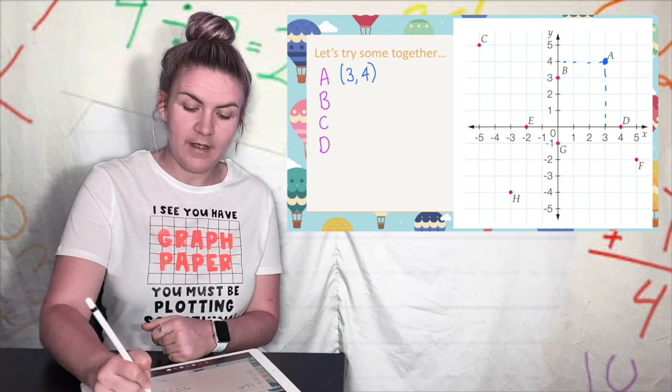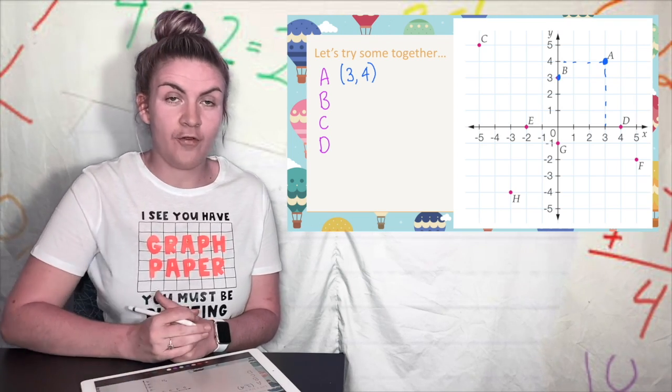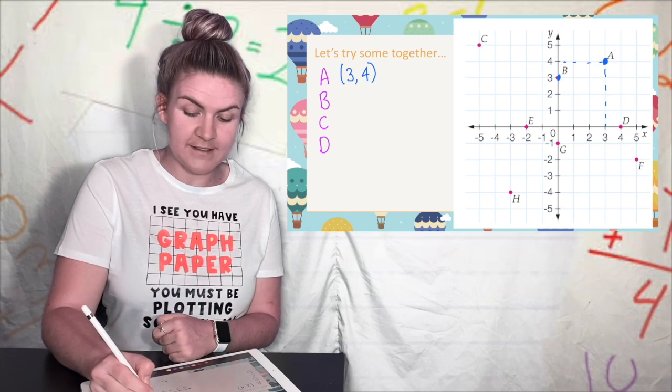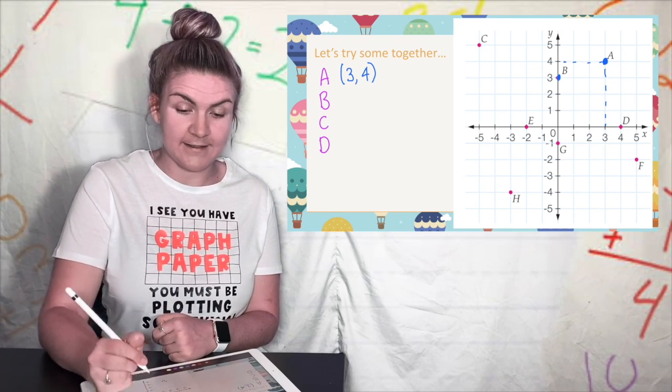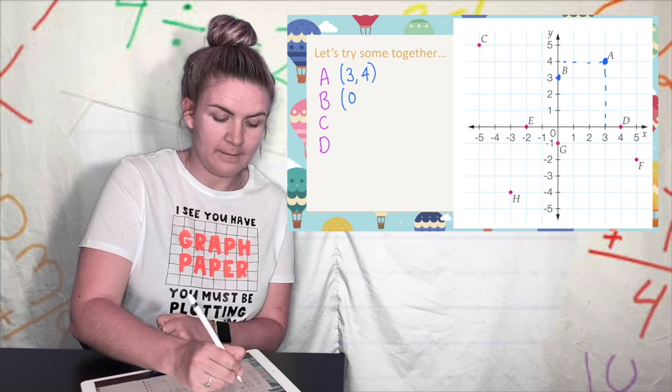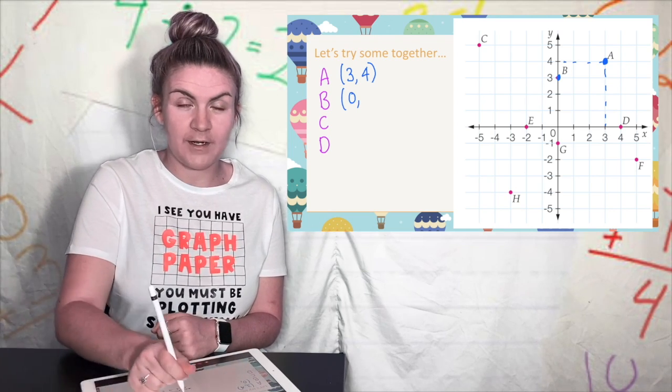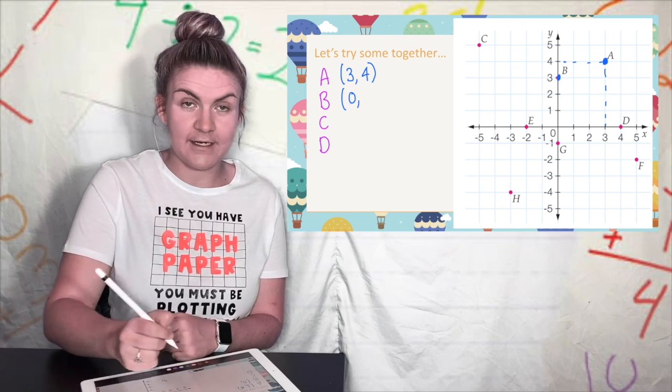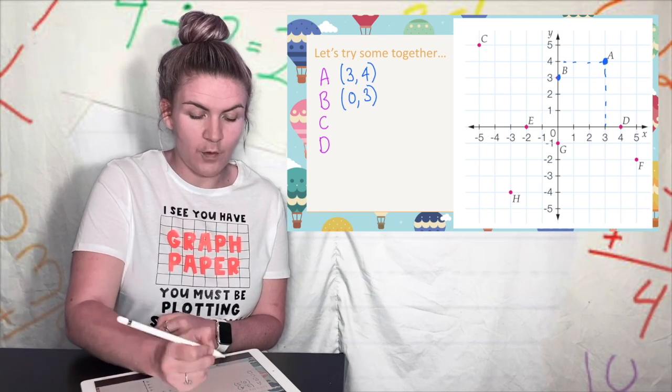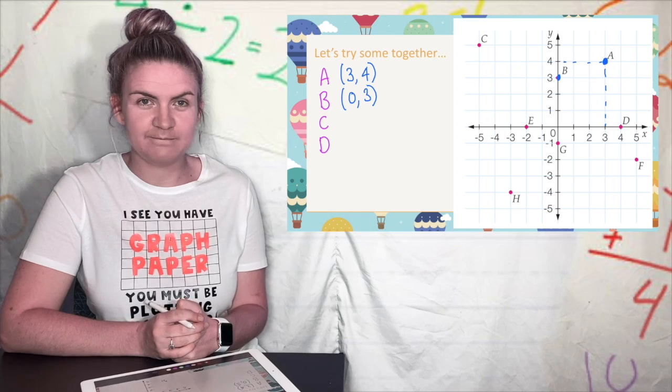B. B is here, sitting on the y-axis. So if I trace that down, I can see that in the x-axis, it's on the 0. Then on the y-axis, when I'm seeing where it is vertically, it's sitting on the 3. So that coordinate is 0, 3.